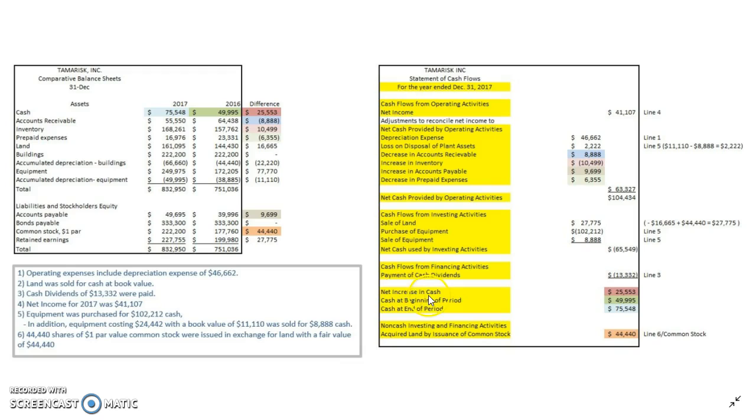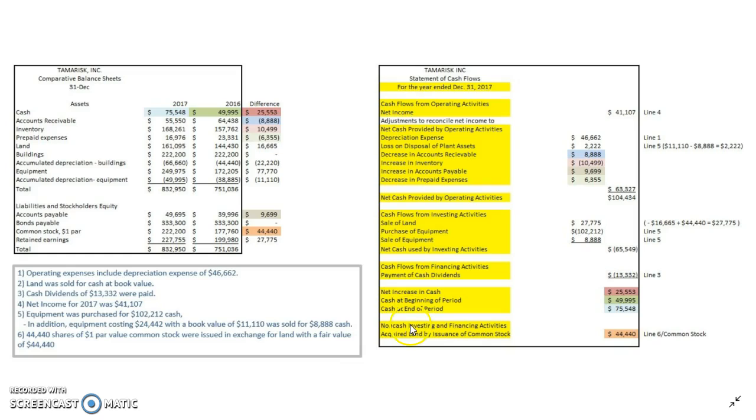Finally, we have to put down the net increase in cash, and that is the difference between 2016 and 2017. There's our cash. The difference was $25,553. Cash at the beginning of the period was $49,995, and that's where we put that. Cash at the end of the period was $75,548, and that's where we put that.